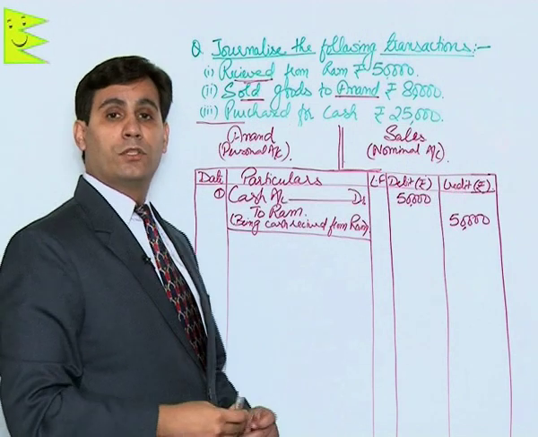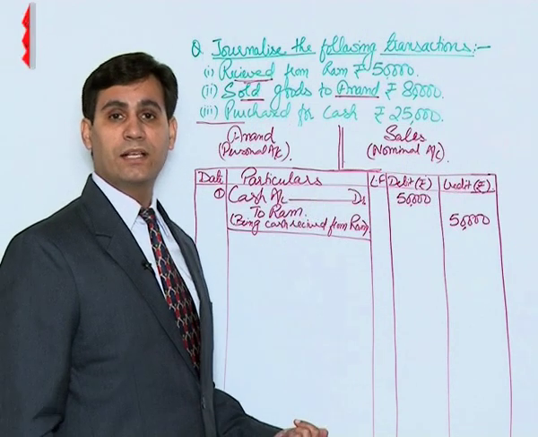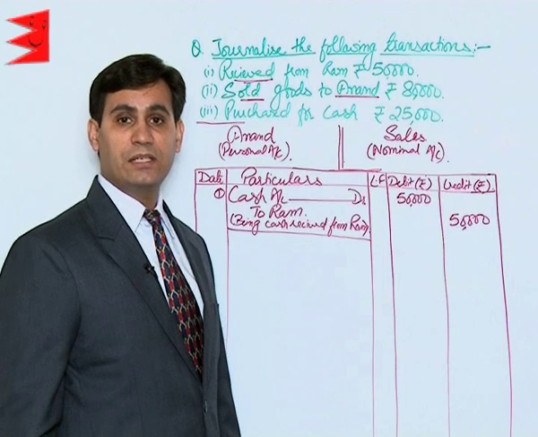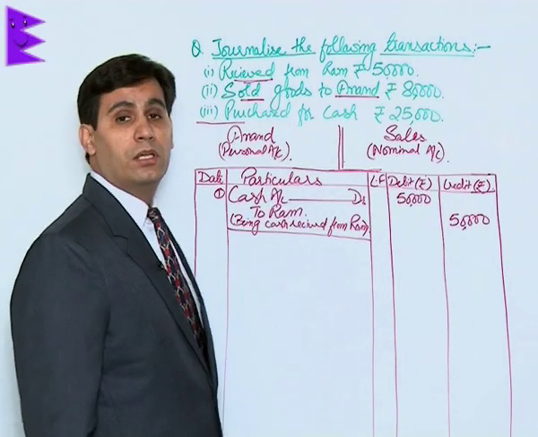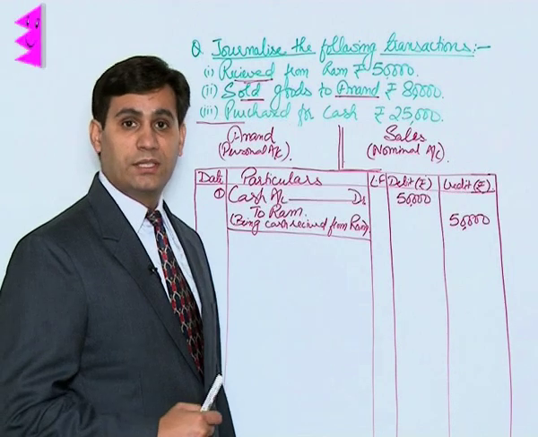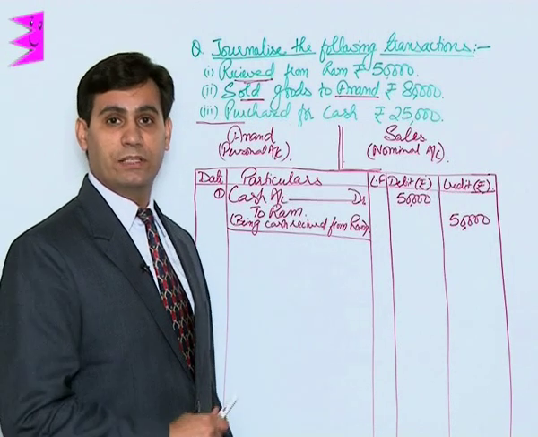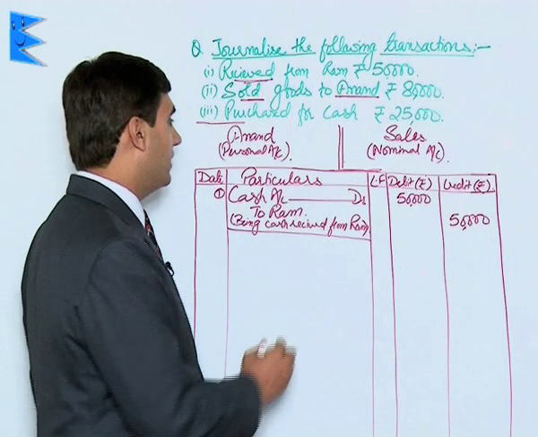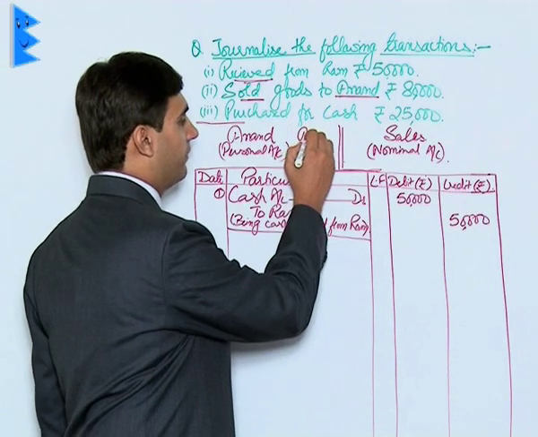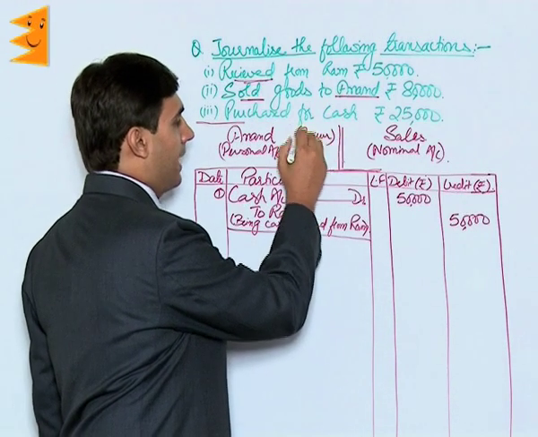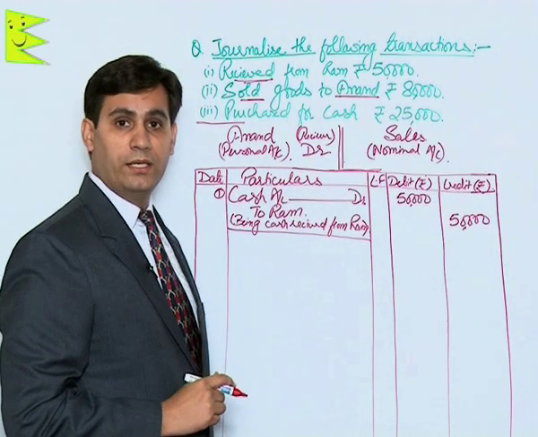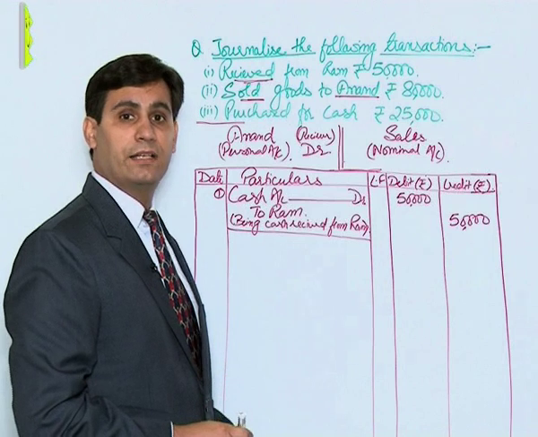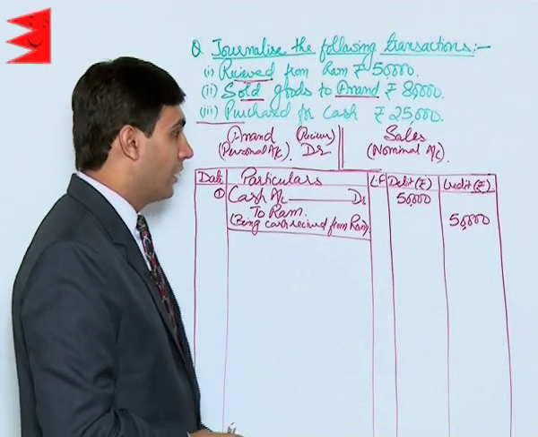Now students, the rule for personal accounts. The personal account rule is debit the receiver, credit the giver. According to this transaction, we are selling goods. That means Anand is receiving the goods. Since Anand is receiving the goods, Anand is a receiver and hence should be debited. So Anand should be debited because the rule clearly says debit the receiver.